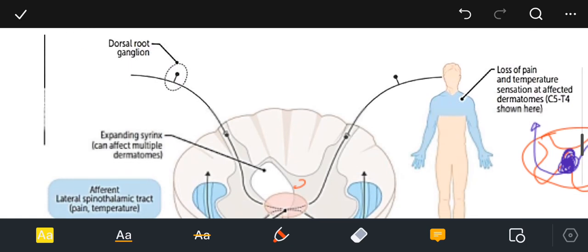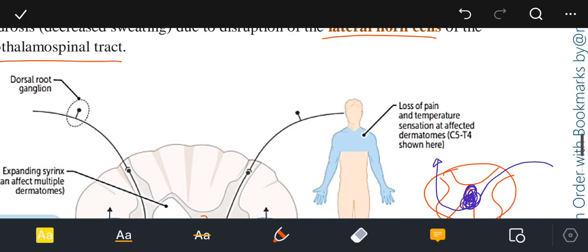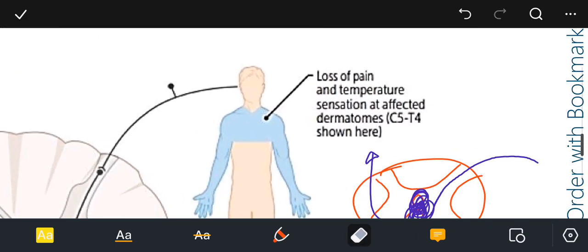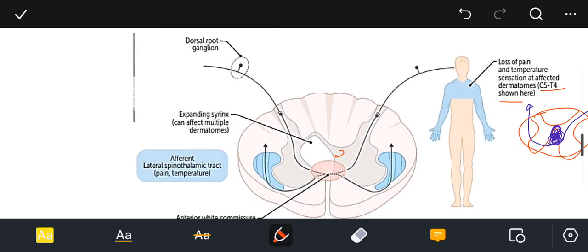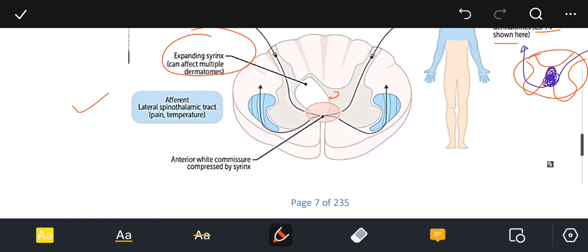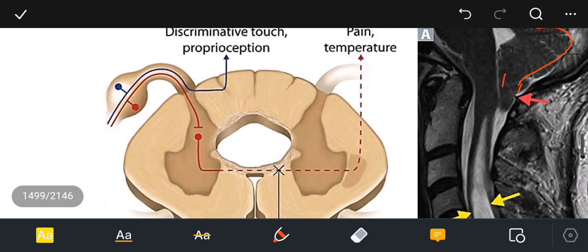Then we have loss of pain and temperature sensation, and the affected dermatomes are C5 to T4 as shown here. So the most affected area is C8 to T1, right? But otherwise involved areas can include C5 to T4 dermatomes. This explains that the syrinx affects multiple dermatomes, and the lateral spinothalamic tracts are most commonly affected because they cross the anterior white commissure, which is compressed by the syrinx.